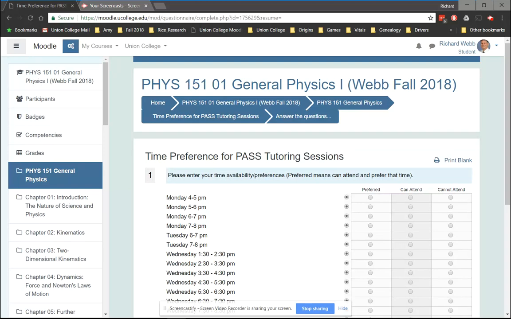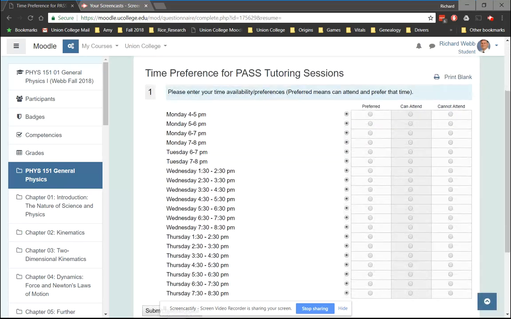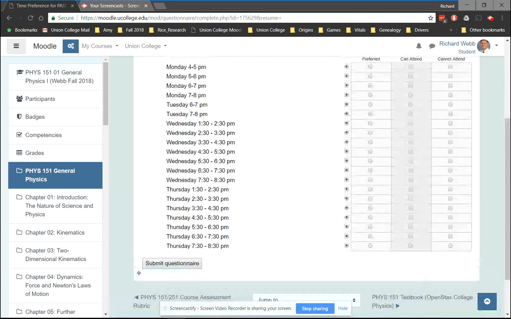So what you have there is all of the different times in 1-hour increments, and put preferred if that's the time you would like, can attend if you could attend but it's not your preferred, or cannot attend. And then based on the results of this, we'll choose 2 1-hour time slots on different days. They're not going to be 2 1-hour slots on the same day. That she will be here to do tutoring with you. So please do that. We want to serve you as well as we can.